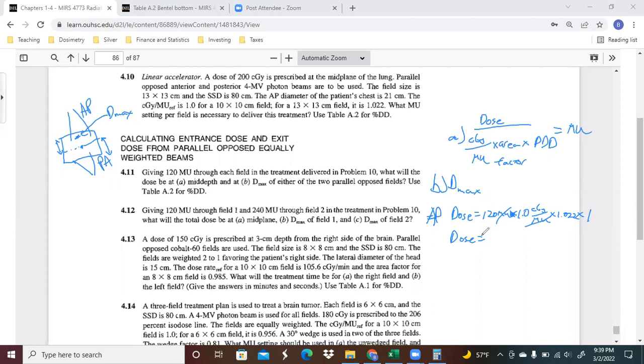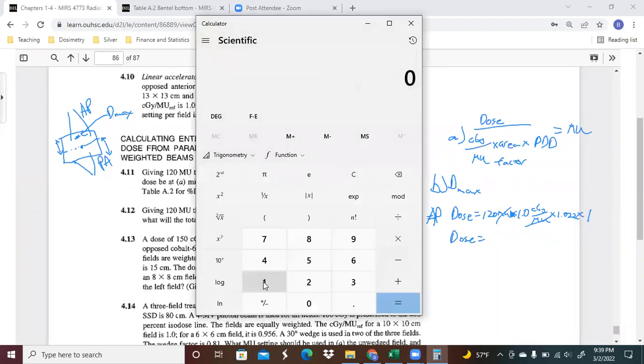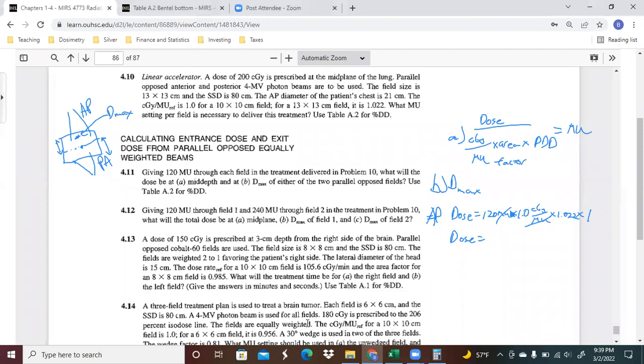So the dose in this particular case is just going to be this times this times this times this. So 120 multiplied by 1.022 is 122.64. Now, that's just for the AP beam.